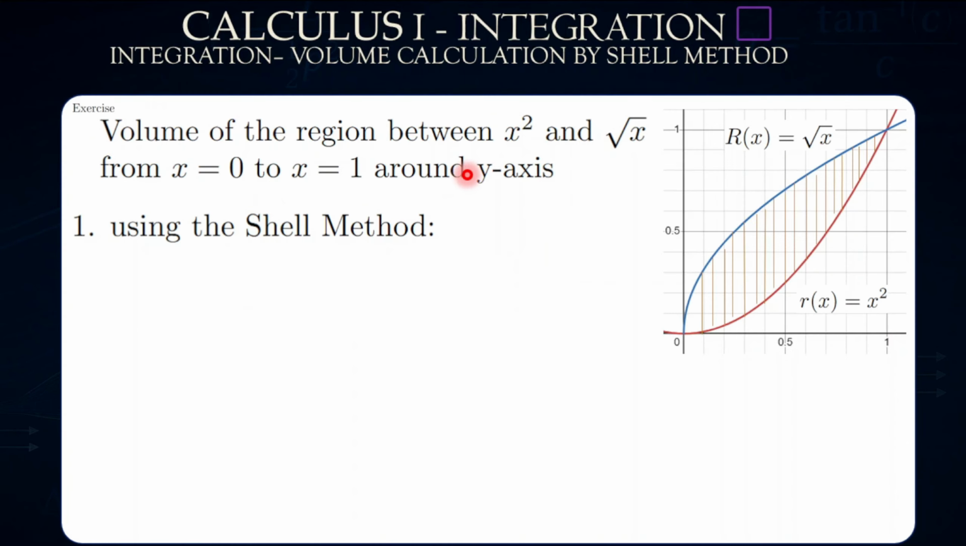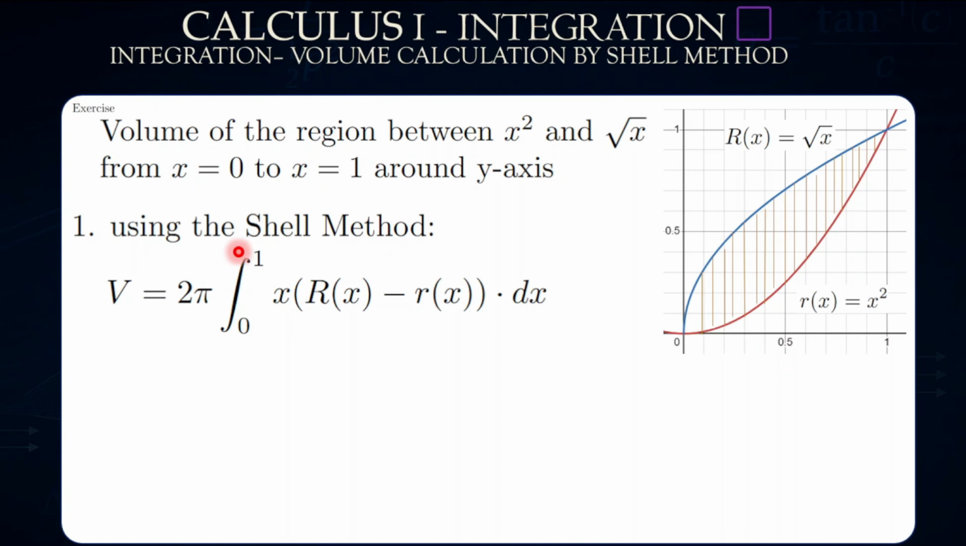Volume of the region between x² and √x from x = 0 to x = 1 around the y-axis. At first we're going to use the shell method. According to this plot, the upper radius is √x and the lower radius is lowercase r(x) = x². The two intersection points between the curves are at x = 0 and x = 1, just as displayed in this image, which are the boundaries of the integral.